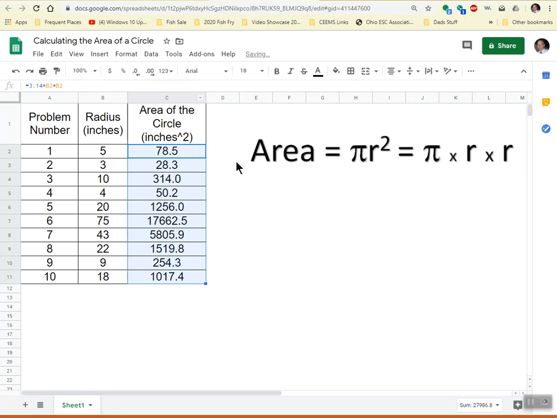Okay, so I think with that we'll stop. Again, I just want to repeat the formula: equal sign, 3.14, then an asterisk, which is times, and then the radius, in this case in cell B2, times B2, which is representative of our formula pi times r times r. So I hope you understood this.